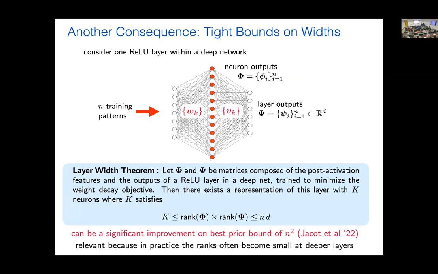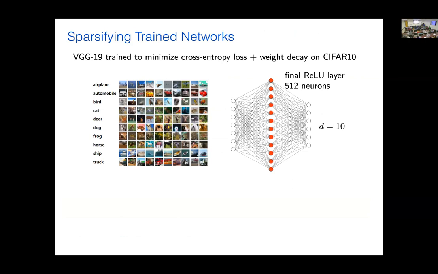It's relevant in practice because when people train neural networks, they see that layers become very low rank. Here's an example. This is a very deep convolutional neural network trained to minimize some loss on what's called the CIFAR-10 dataset of images. We're trying to do image classification. There's a final layer in this network that looks exactly like one of the layers we were just studying. It has 512 neurons, which is just the architecture people use, and it has an output dimension of 10, one for each class. There are 10 different classes of images.